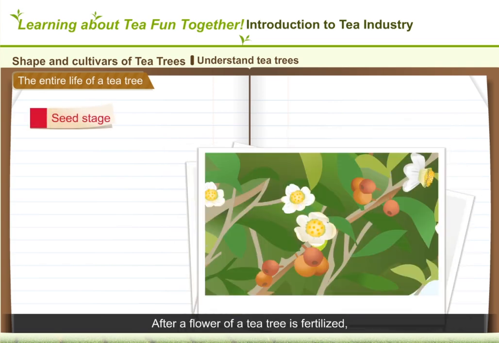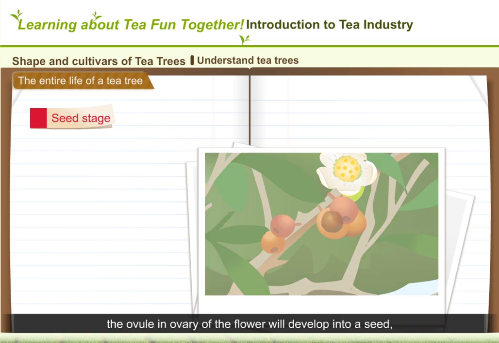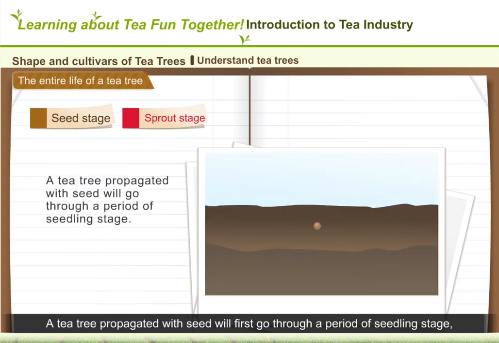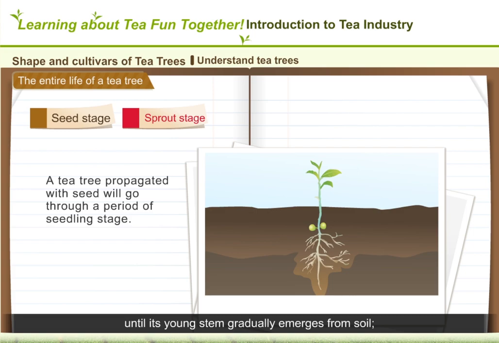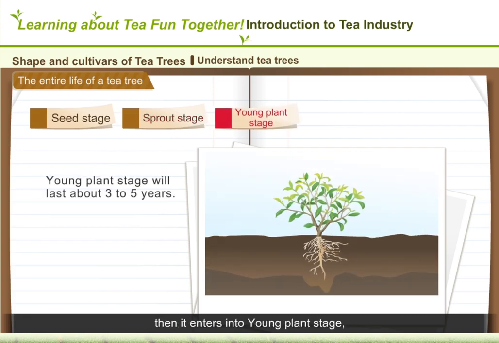After a flower of a tea tree is fertilized, the ovule on the ovary of the flower will develop into a seed, which is the seed stage before the seed germinates. A tea tree propagated with seed will first go through a period of seedling stage. During this period, the radicle and germ will sprout separately until its young stem gradually emerges from the soil. Then it enters the young plant stage.